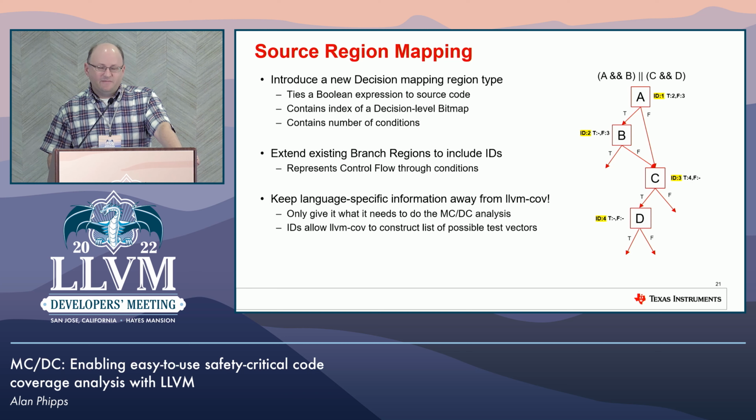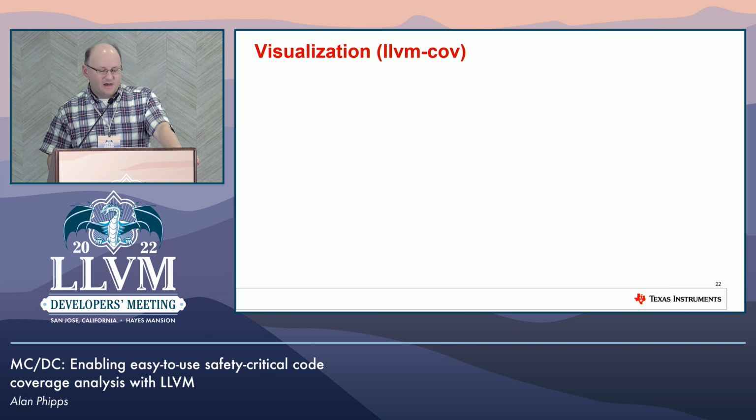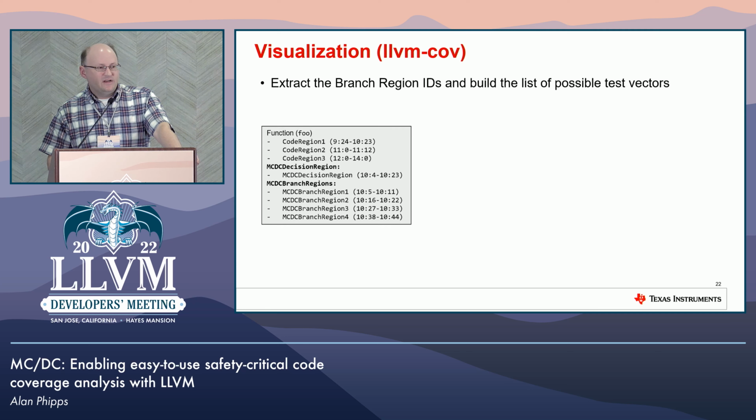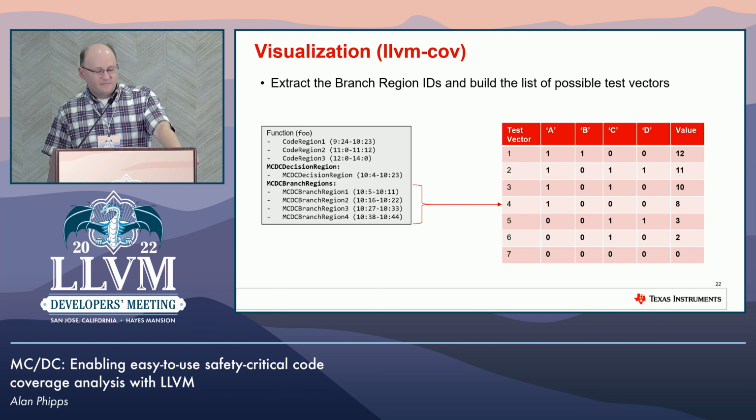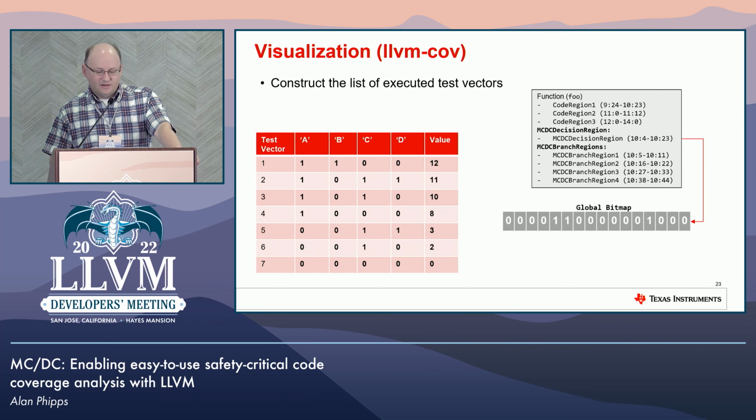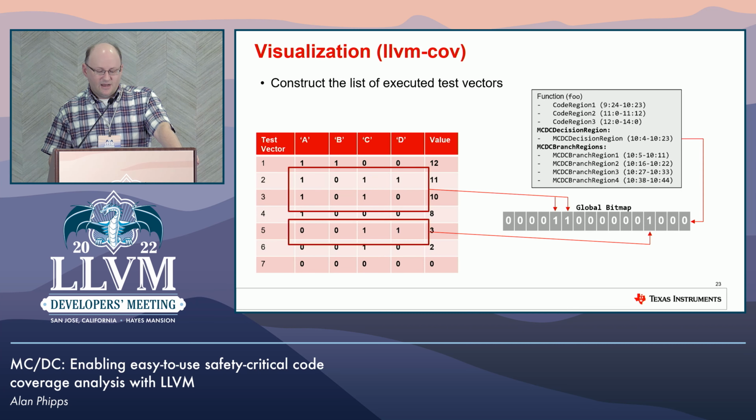Now, when you actually visualize this in LLVM Cov, you will see the regions that we've generated, the decision region and the branch region, and it simply does the reverse. It extracts the IDs from the branch regions, reconstructs the table of possible test vectors, and then it looks at the decision region, extracts that index, gets the global bitmap, and maps those set bits back to the table.